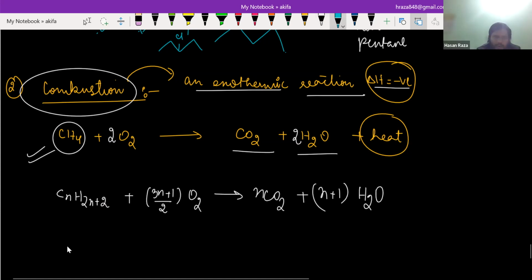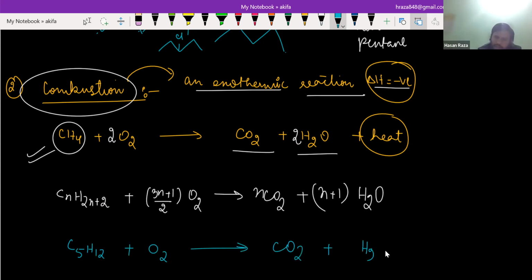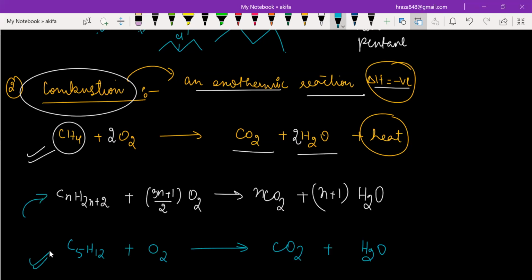If I give you a question like C5H12 plus O2 gives CO2 plus H2O, can you balance this equation with the help of this? Yes. Okay, just balance it. Just write all this.